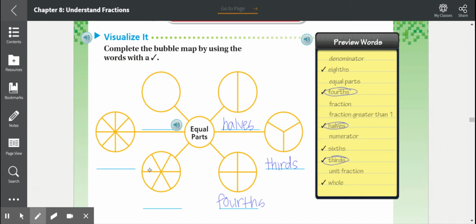The next one is broken into fifths, five equal pieces. Or let's count. Is it five? 1, 2, 3, 4, 5, 6. No, it's six equal pieces. We would call that sixths. And over here we have 1, 2, 3, 4, 5, 6, 7, 8 equal pieces. We would call that eighths. And the last one isn't broken up at all. This one remains whole.